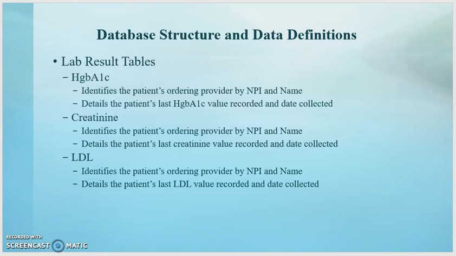Next is the creatinine that we're able to look at. It does also identify which physicians are ordering the test and then what their creatinine values are so that we can take a look at their microvascular kidney disease. Last on the lab result table is the LDL, so we can look at their coronary artery risk and the values that have been recorded from laboratory results for that patient.